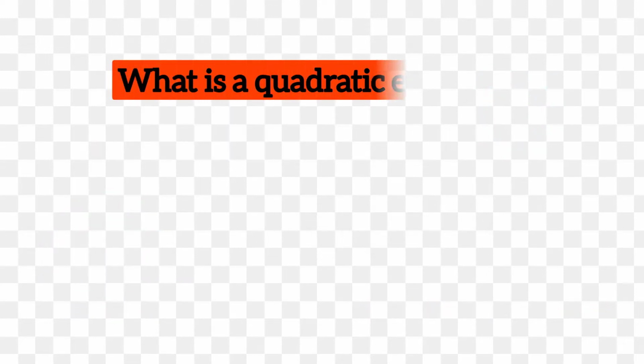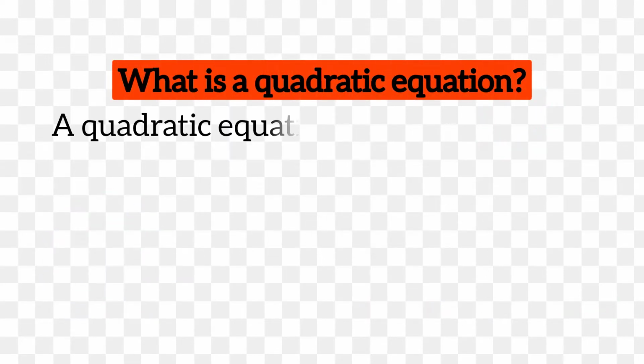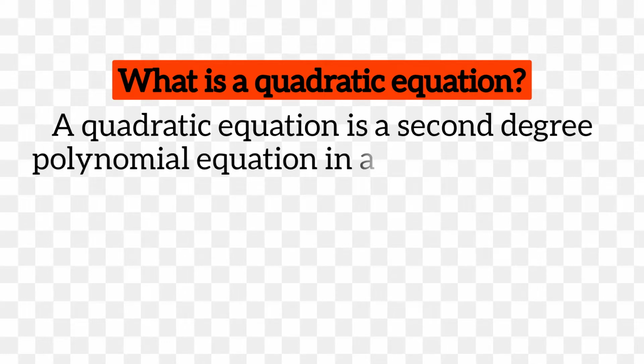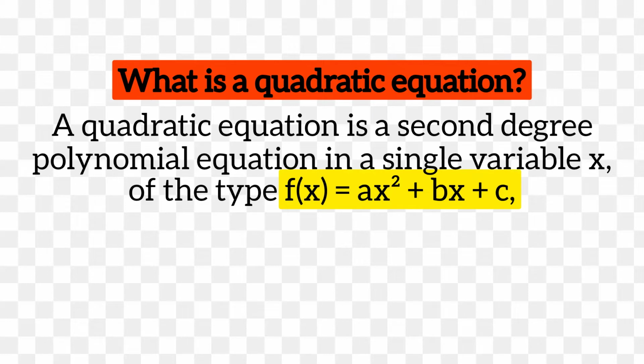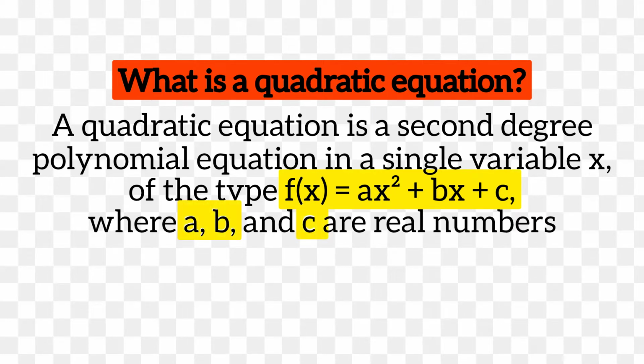What is a quadratic equation? A quadratic equation is a second-degree polynomial equation in a single variable x of the type f(x) = ax² + bx + c, where a, b, and c are real numbers and a is not equal to 0.